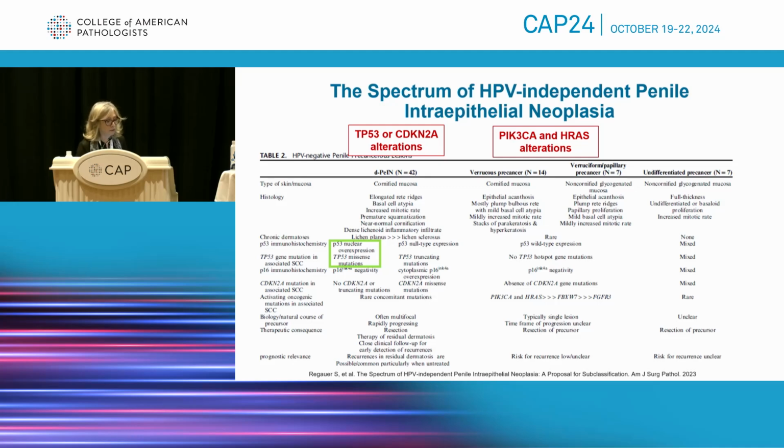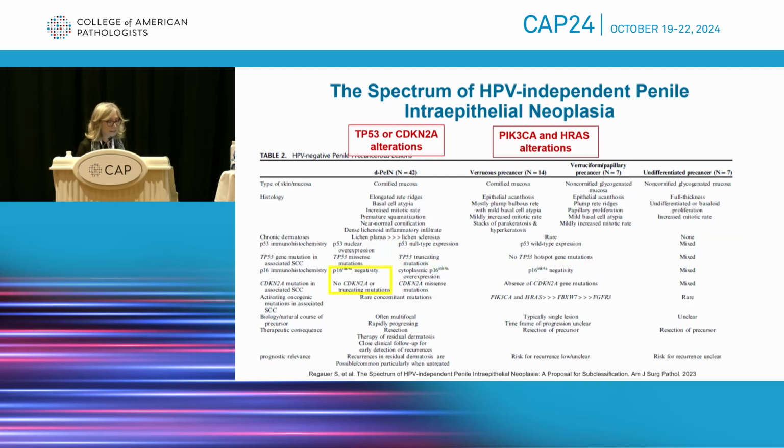One has P53 nuclear overexpression, and one is P53 null. The former is associated with P53 missense mutations, and the latter with P53 truncating mutations. Whereas the verrucous precancer, the one that looks more low grade, does not have any P53 alteration. This is very similar to what is also discussed in the vulva, if you do gynecologic pathology as well. And these undifferentiated cancers are undifferentiated in that they don't have any specific feature.